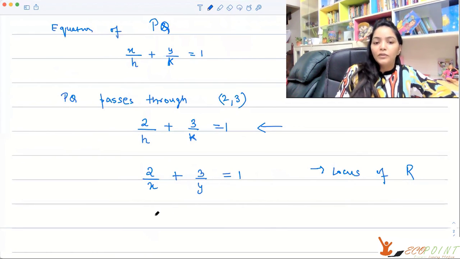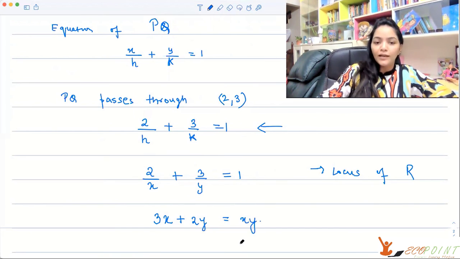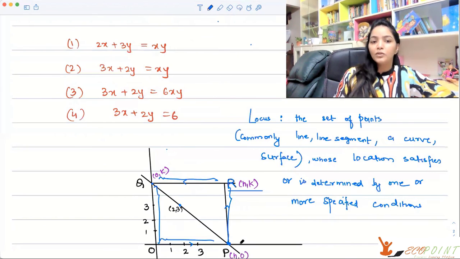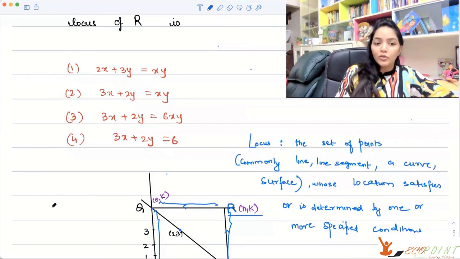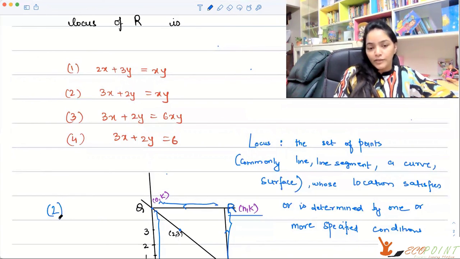Or in other words, if you take the LCM, you will get 3x plus 2y is equal to xy. So what do you have? Do we have this in the options? 3x plus 2y is equal to xy. It's option 2. So this is how you find out locus.